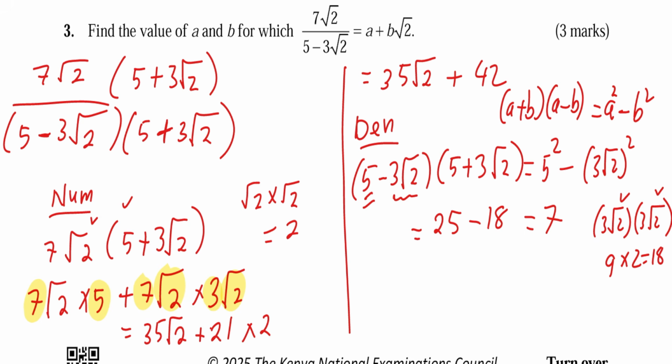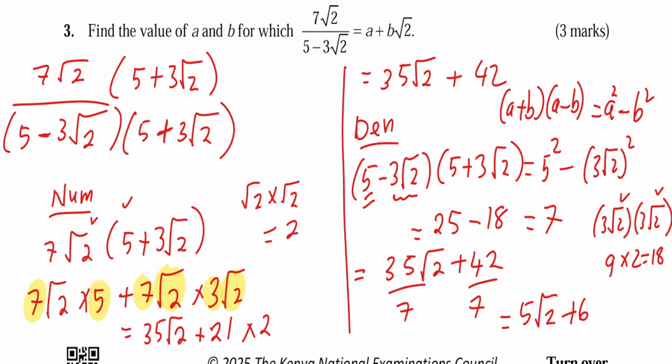So you take the numerator, which is 35 root 2 plus 42, divided by 7. But basically, if you do that, it's the same as saying the first number divided by 7 and the second number divided by 7. So at the end of the day, 35 divided by 7 gives 5 root 2, and 42 divided by 7 gives 6.